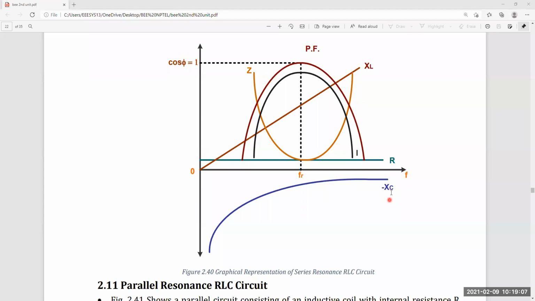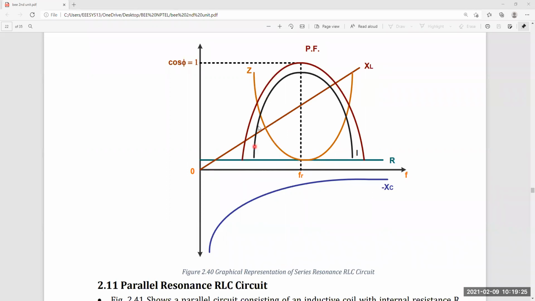Ideally, X is equal to 1 by F, and F is equal to 0 in that case. This is the maximum value. Then impedance is minimum at a resonance condition. That is called only resistance. This is called a resistance line. It's independent of frequency. That's why it is resistance. Impedance is equal to only the resistance part.